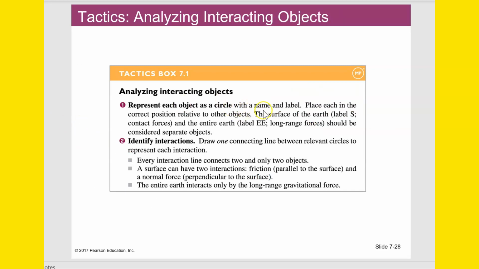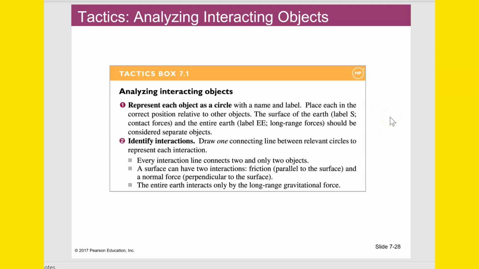Here are some very good things to keep in mind. Represent each object as a circle with a name and a label. Place each in the correct position relative to the other objects. This is interesting, something to keep in mind. The surface of the Earth, which you may label S, has contact forces like friction and normal force. The entire Earth, which you might label EE for entire Earth, only has a long-range force. They should be considered separate objects. In other words, you might put the surface of the Earth and the entire Earth as two separate circles in your interaction diagram.